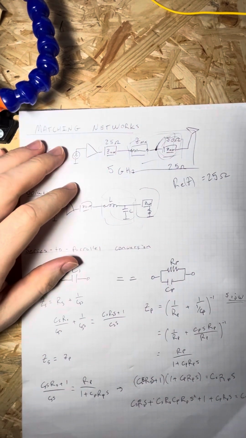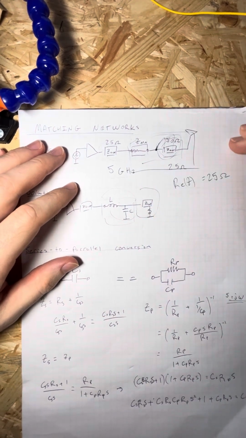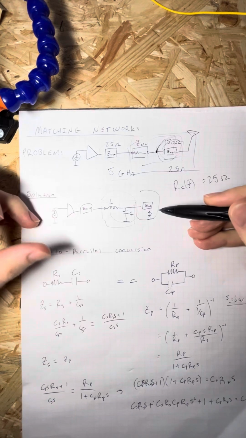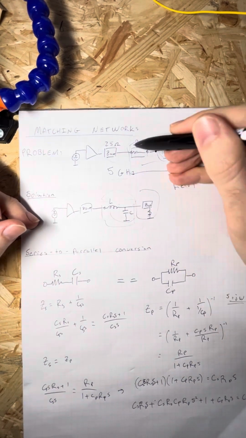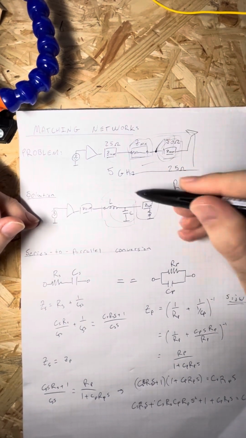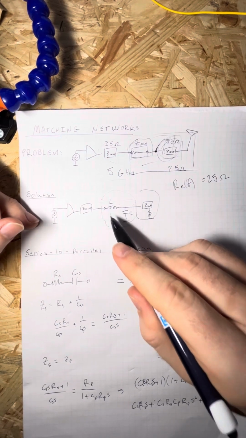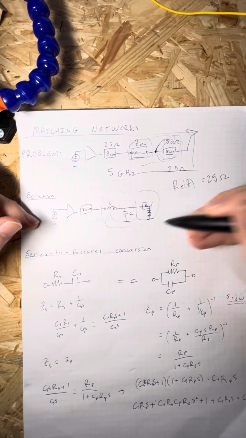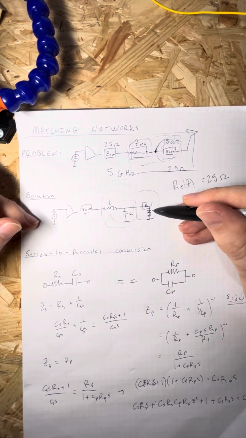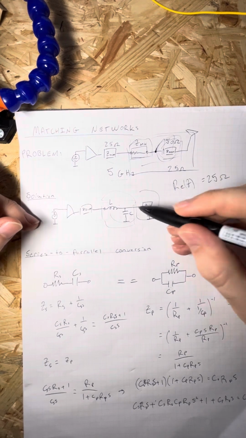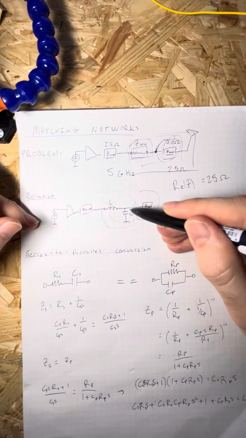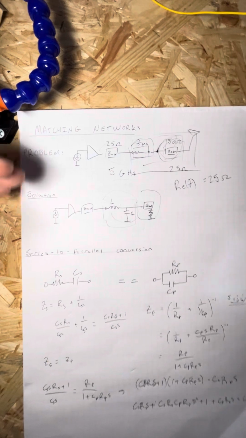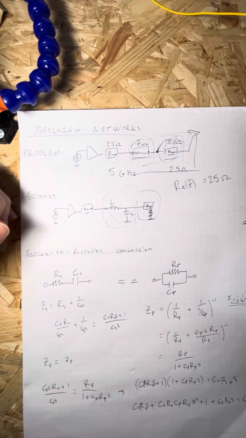I'm following a given problem in the textbook, RF Microelectronics. We want this to work at 5 gigahertz. So the solution to this problem is to insert a matching network right here. The actual matching network in this case, to reduce this resistance, let's say our antenna is like a resistance, is that we add an inductor in series and then a capacitor in parallel. That's what you do to solve this problem.